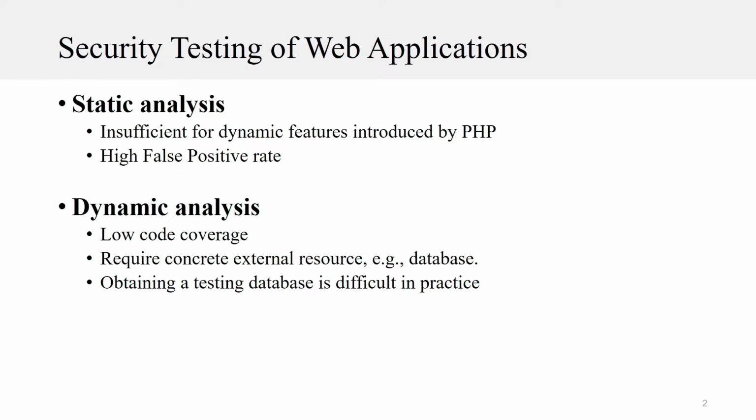There has been a line of research in analyzing web applications statically and dynamically. Static analysis doesn't have coverage issues, but has difficulty in handling PHP dynamic features. Therefore, it has a high false positive rate. On the other hand, dynamic analysis suffers from low code coverage. One of the root causes is that it requires concrete external resources of diverse content for successful analysis. Among those external resources, the database is the most common one.